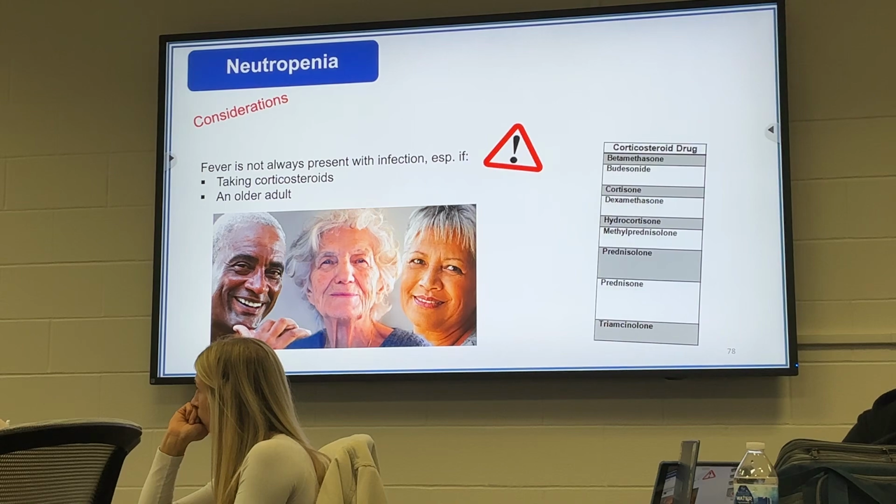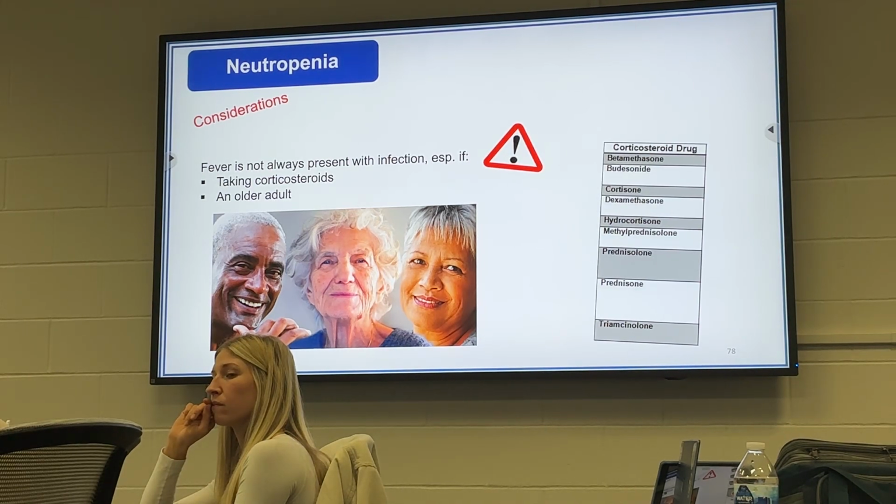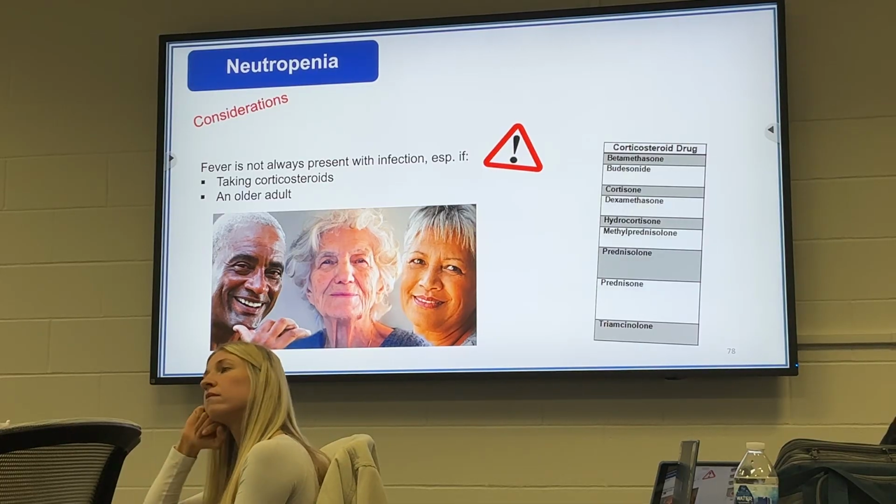One consideration is if a patient has neutropenia and you're trying to rule out what it might or might not be, if he's taking corticosteroids, he may not present with an infection. If he's an older adult, he also may not present with a fever. So just because mom doesn't have a fever doesn't mean that she may not have an infection.